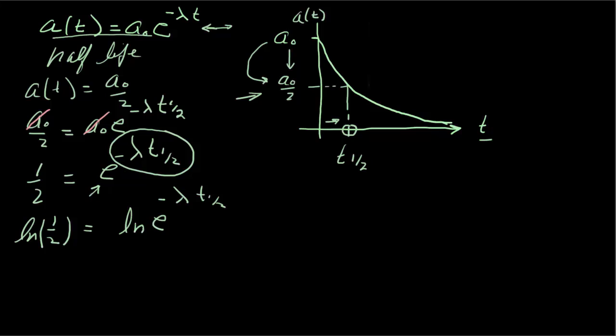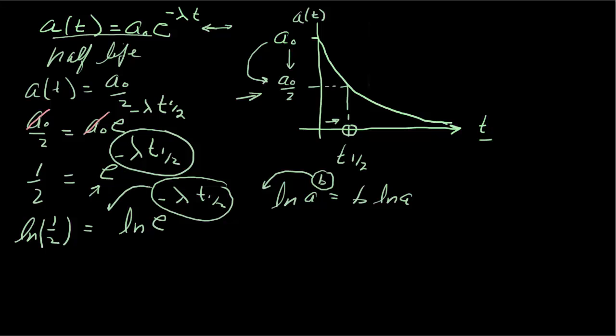Okay. Now we know that when we take the natural logarithm of anything, log of a to the b, for example, we bring this exponent down in front. So we have b times the natural log of a. Over here in this expression, we're going to bring the exponent down in front. So this gives us the natural log of 1/2 is equal to minus lambda t1/2 times the natural log of e.